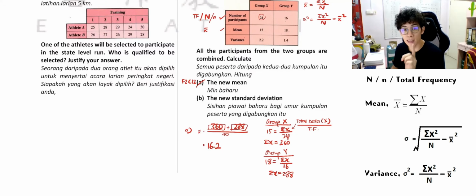Question B, find the new standard deviation. Okay, standard deviation. So I will say this thing again, standard deviation and variance are different. They provide you the variance, you're gonna find standard deviation. Okay, so same thing, I want you to feel it first. Feel it as in you have to try a bit and see whether you really can work it out or not.